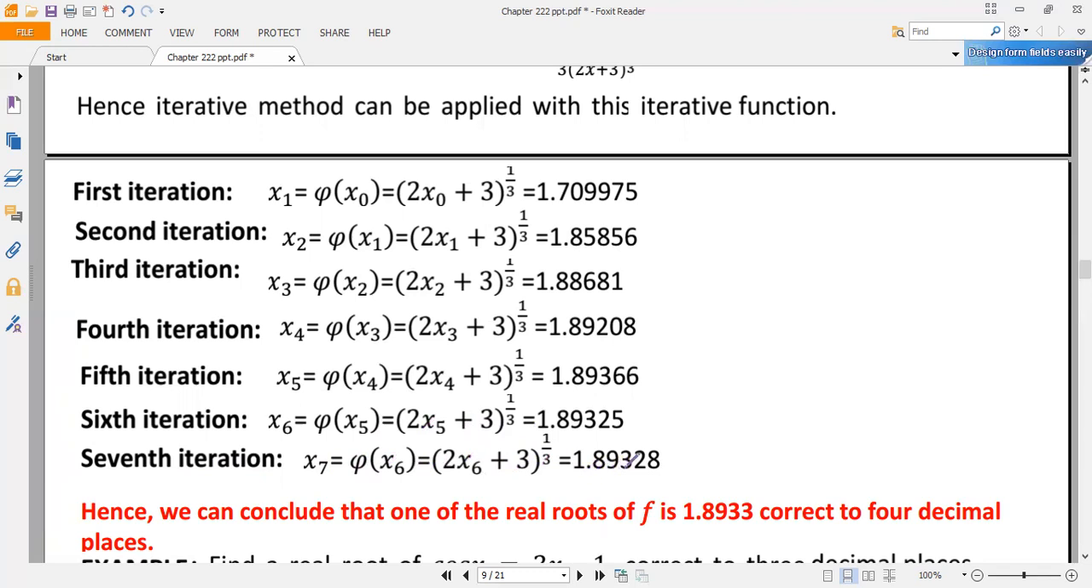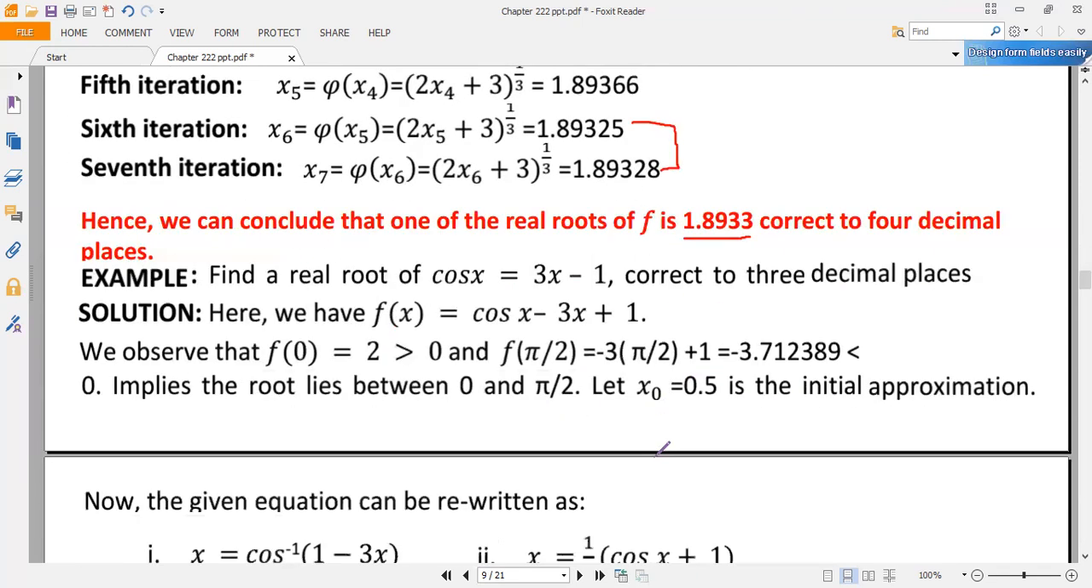And the seventh approximation, x7, is obtained by phi of x6, the cubic root of 2x6 plus 3, which is 1.8328. So you can clearly see from the two successive approximations, the sixth and the seventh, 1.89325 and 1.89328, that the difference between these two approximations is negative 0.0001. So hence we conclude that the real root of the equation, correct to four decimal places, is 1.8933.